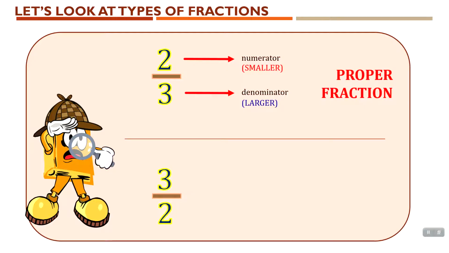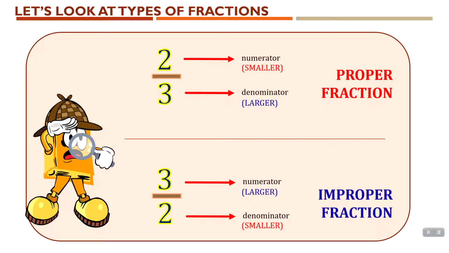Let's look at 3 over 2. 3 is the numerator, and 2 is the denominator. The numerator in this case is larger than the denominator. When this happens in a fraction, we call this an improper fraction. When the numerator is larger than the denominator, it is improper.